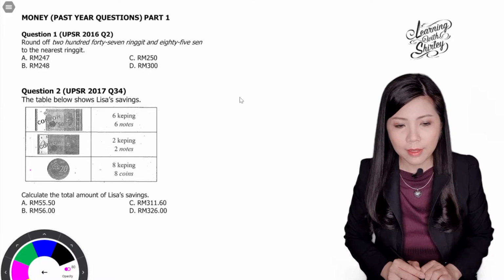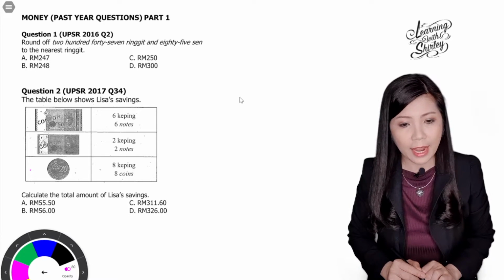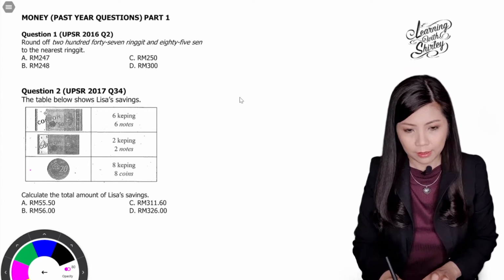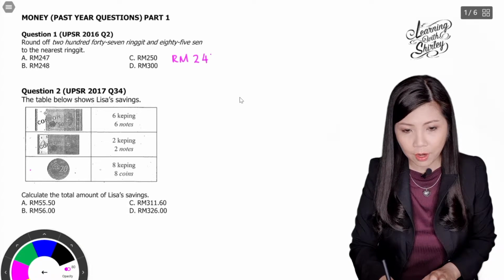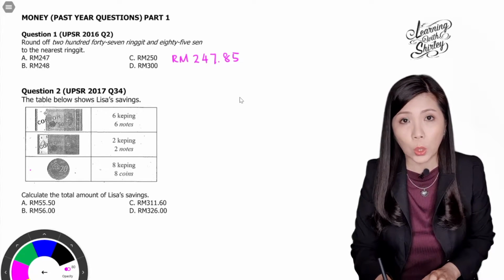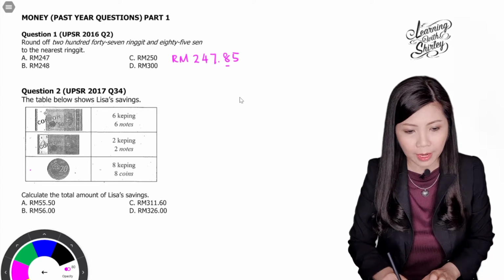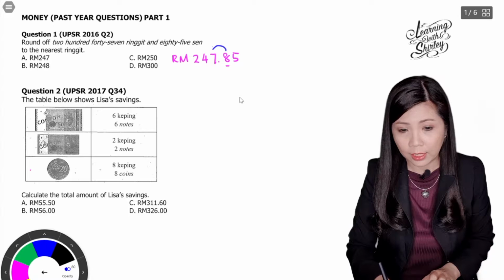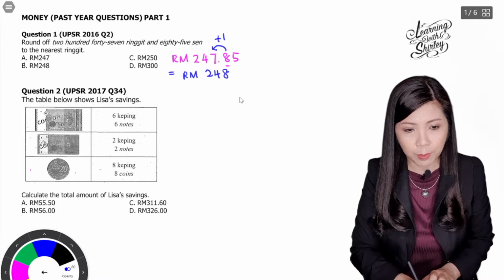Let's look at question number 1. This is in UPSR 2016 question 2. Round off 247 ringgit and 85 cents to the nearest ringgit. Okay, so I'm going to write here RM 247 ringgit and 85 cents. If they ask to round off to the nearest ringgit, it means there will be no cents. So we're going to round off this one. 8 is more than 5. If it's 5 or more, we have to round up, so plus 1 to the 7. Therefore the answer is 248 ringgit. And the answer is B.